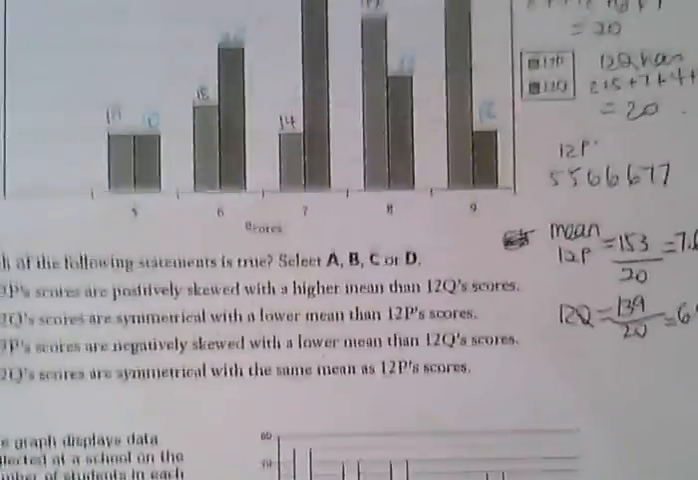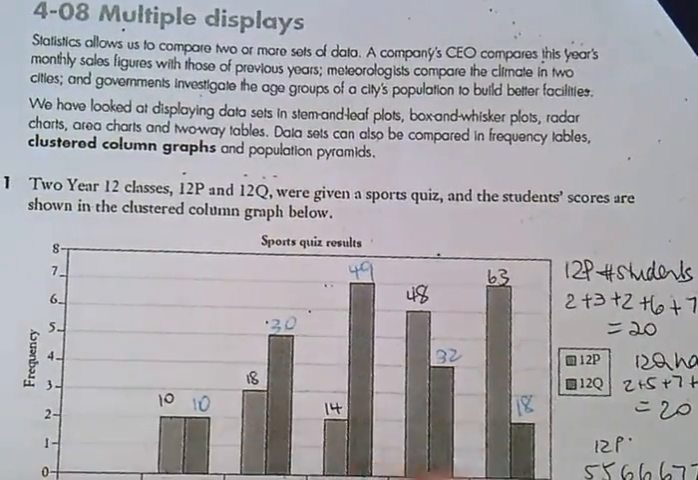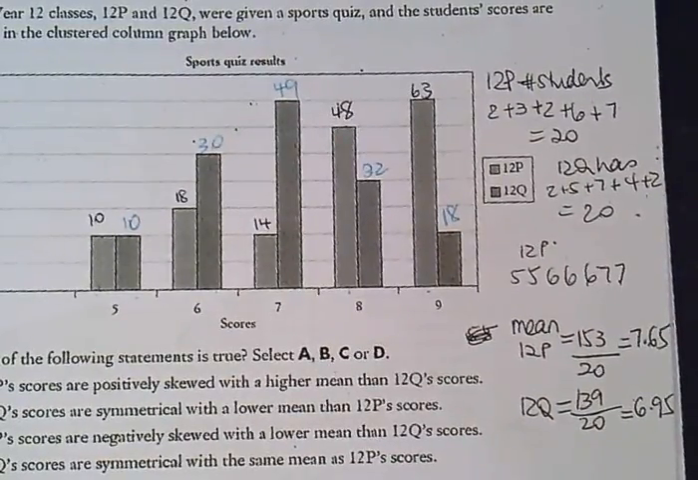Okay? Sorry, we did that one back to front, multiple displays. Okay? And we pretty much just looked at clustered column graphs. And we did the population pyramid on the page before.